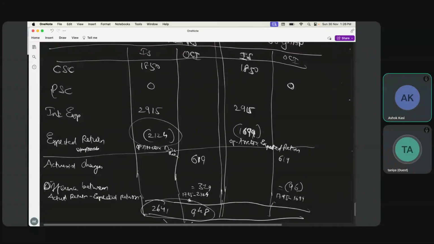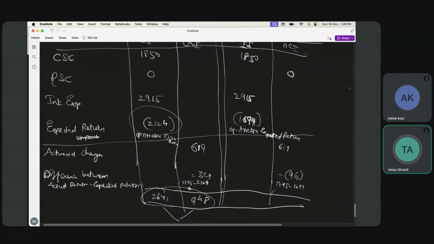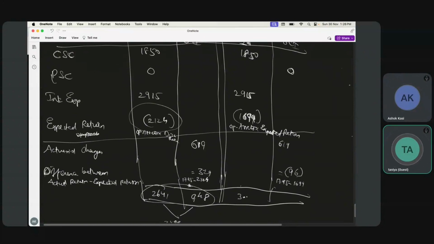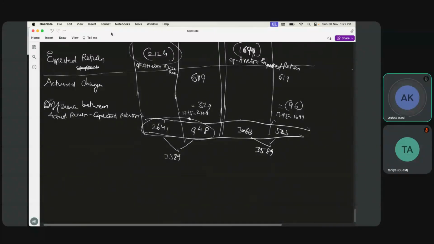How much is this coming? It's 3066, and that is 523. The sum is 3589. Okay, so it is correct. 3589.